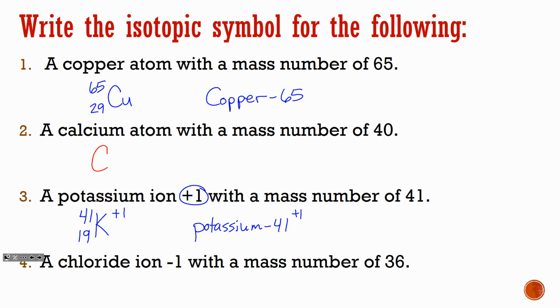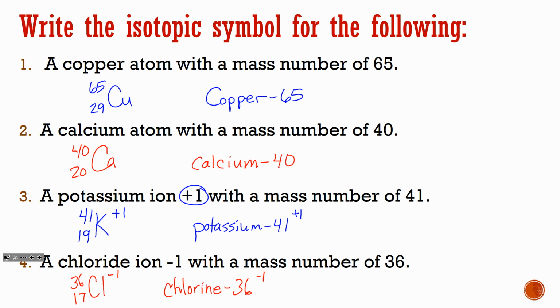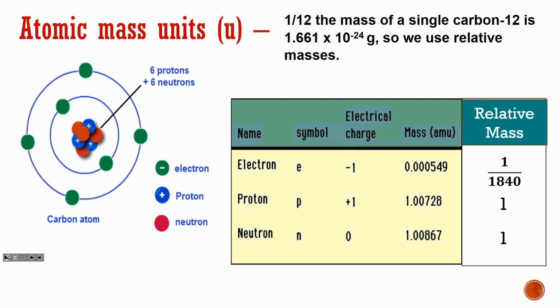You should have had Ca here, and calcium on the periodic table is number 20, and you had a mass number of 40. And then calcium-40. On the bottom, chlorine is Cl. It is on the right-hand side. It's number 17, with a mass number of 36, and it had a -1 charge. So you would write chlorine-36 with a -1.